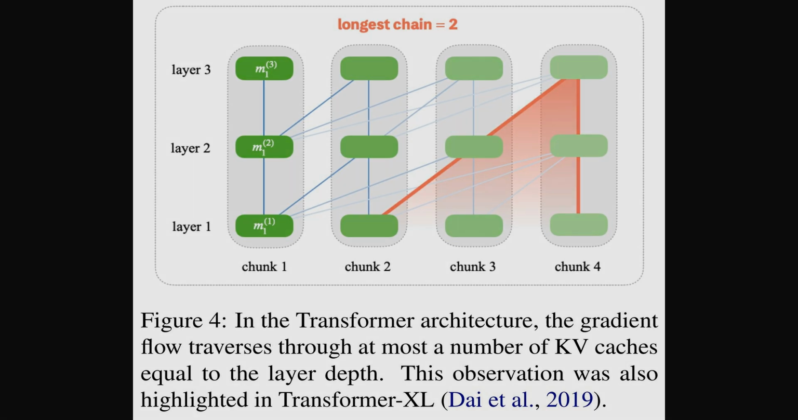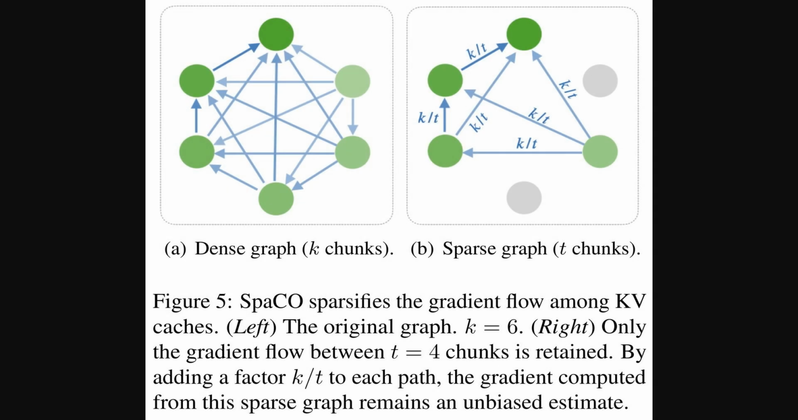This property is what makes it mathematically sound to randomly sample chunks for backpropagation, enabling that massive speedup for sparse chunkwise optimization. And this figure gives us a great visual for how that sparse chunkwise optimization method actually sparsifies the process. On the left, you have the dense graph where all 6 chunks are interconnected, creating that complex web we talked about. But on the right, you see the sparse graph from sparse chunkwise optimization. It randomly keeps only 4 chunks for backpropagation, and crucially, it scales the learning signals on the remaining paths by a compensation factor, that k over t value. This ensures the result is an unbiased estimate, which means that on average, the learning signal is still accurate, preventing bias from the random sampling.